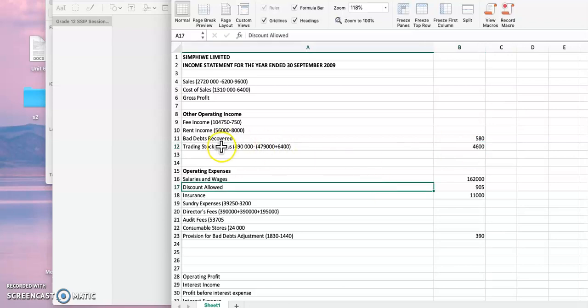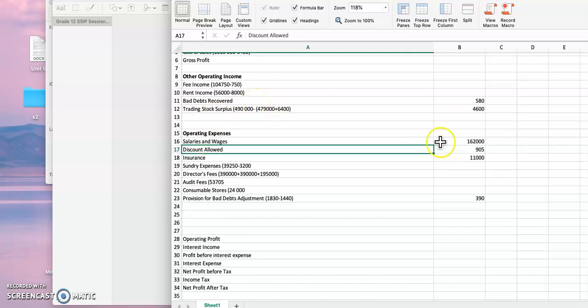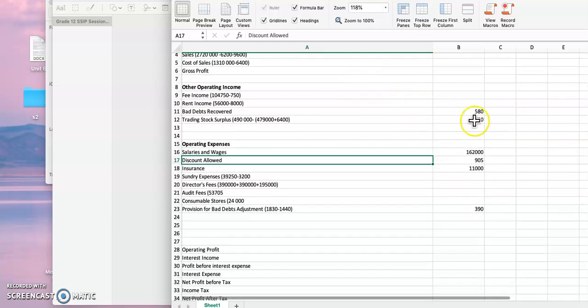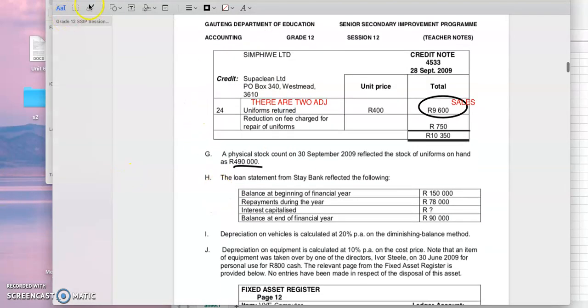If we had had a deficit, then that would have been under operating expenses. But for now, it is a surplus. We have more trading stock than we thought we did. So we have extra. Okay, and that's really all there is for G, I think. So that's pretty easy.